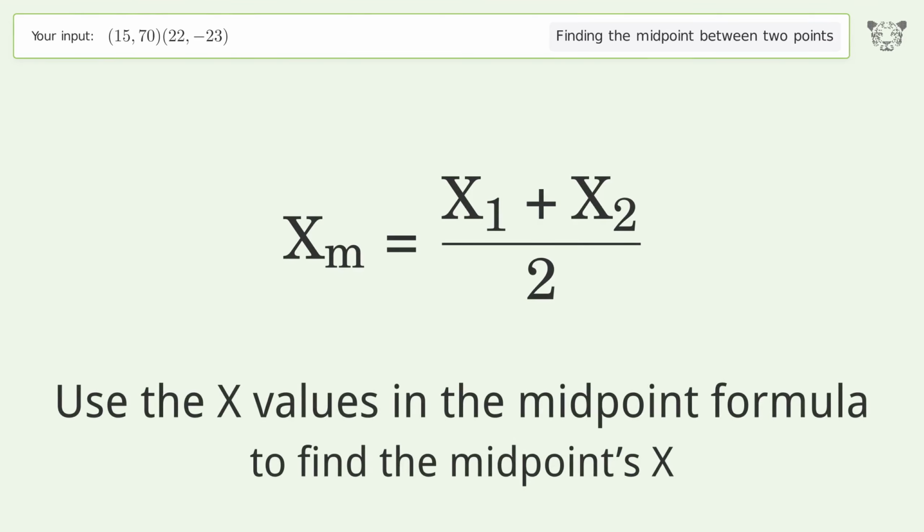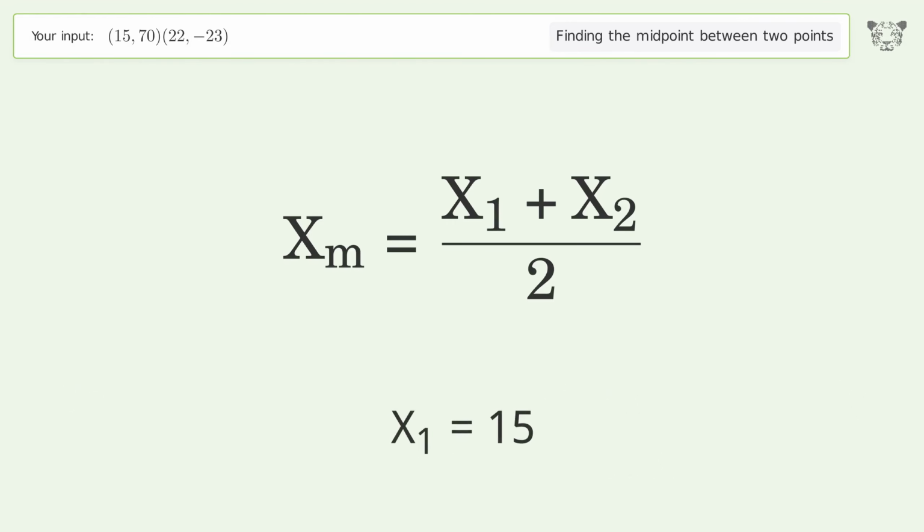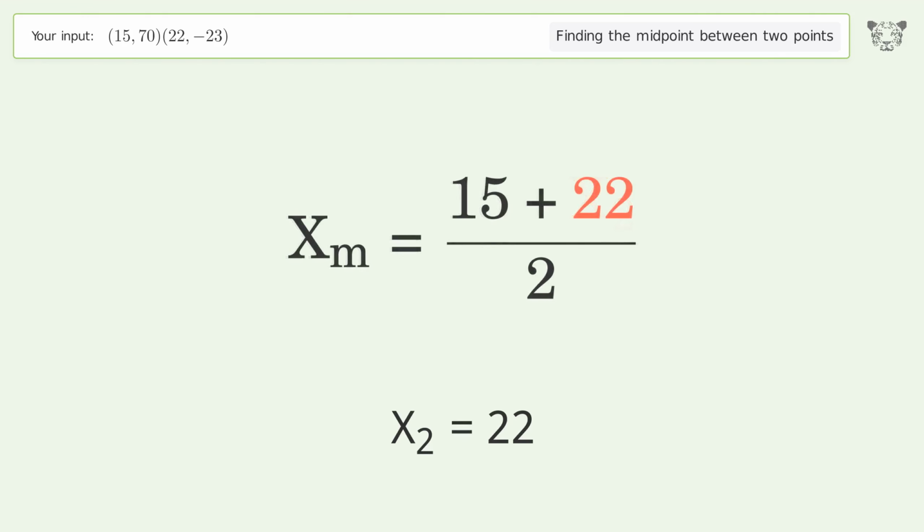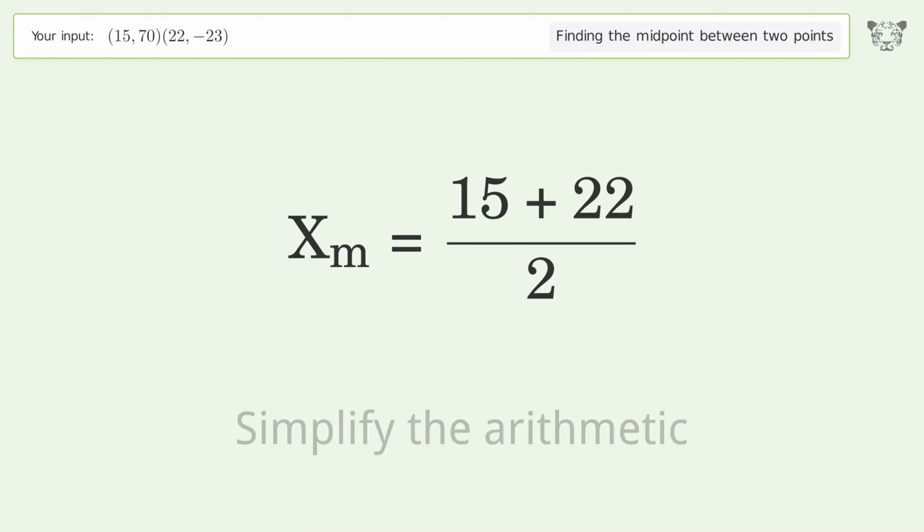Use the x values in the midpoint formula to find the midpoint's x. x1 equals 15. x2 equals 22. Simplify the arithmetic.